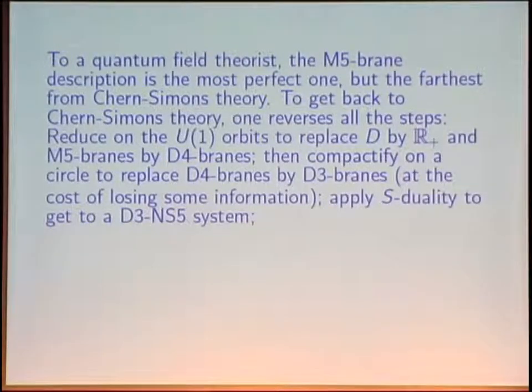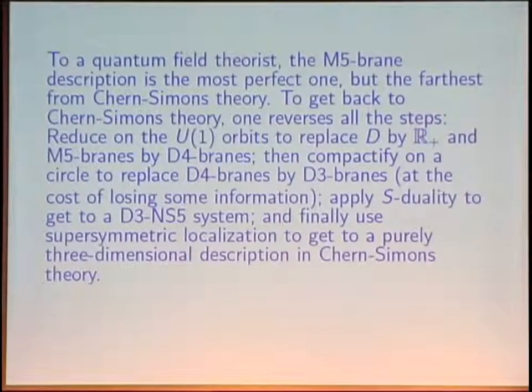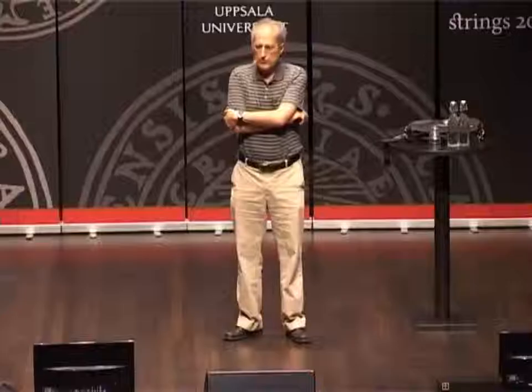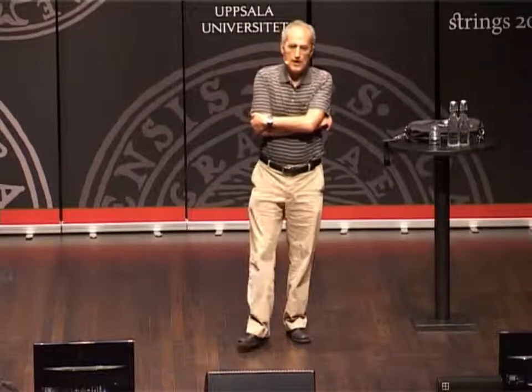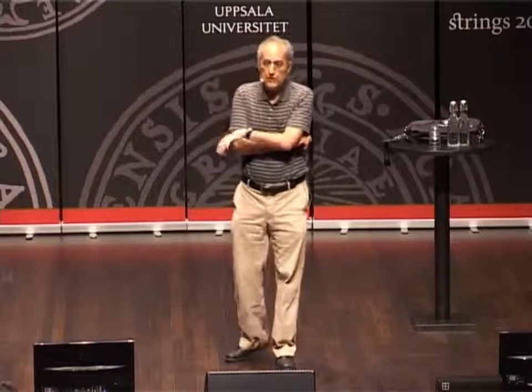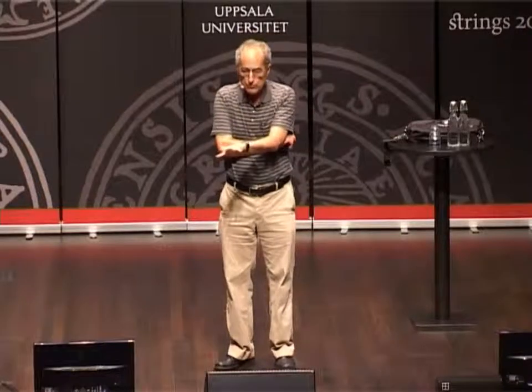You apply S-duality to get to a D3-NS5 system. And finally, you use supersymmetric localization to get to a purely three-dimensional description in Chern-Simons theory. So there's a sequence of steps that lead from the M5 brane in 6 dimensions to the Chern-Simons theory in 3 dimensions. And then actually, the exact solution of Chern-Simons theory depends on its relation to 2 dimensions.